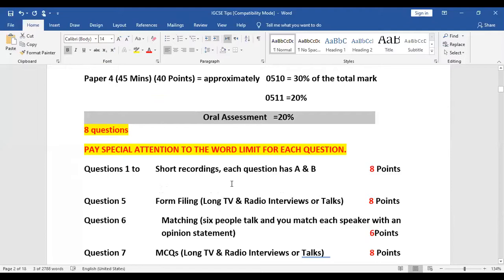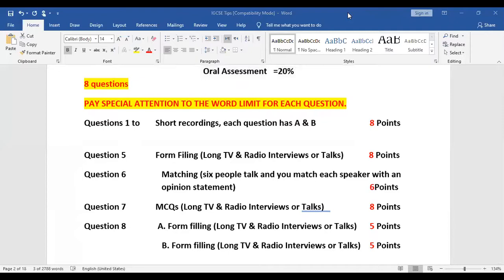Now we carry on with the listening. Thank you. Now, for the listening, as I said, the first four recordings for eight questions, A and B. So they are, in principle, four questions. Each question has A and B. You listen to each recording twice and write brief direct answers.